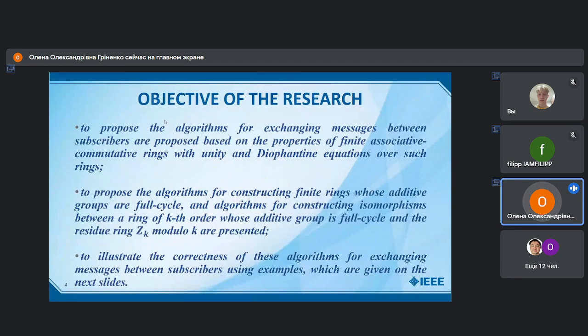The objective of the research deals with the algorithms for exchanging messages between subscribers, which are based on the properties of finite associative commutative rings with unity and Diophantine equations over such rings, and with algorithms for constructing finite rings whose additive groups are full circle, and algorithms for constructing isomorphisms between a ring of order k whose additive group is full circle and the residue ring Z sub k modulo k. And of course, we present several examples which illustrate the correctness of these algorithms for exchanging messages between subscribers, which are presented on the next slides.